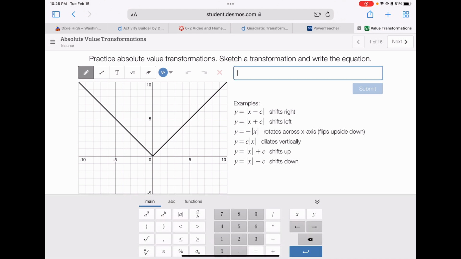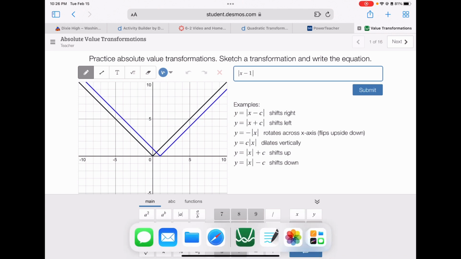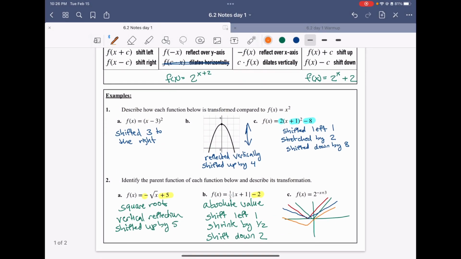So let's go ahead and do that one that we did. We'll start with the basic one. We have absolute value of x. So that's our absolute value of x. But then we did, let's go in the order we did them. So first of all, we subtracted 1. Oh, nope, we added 1, didn't we? Let's check. Yep, it was an add 1.